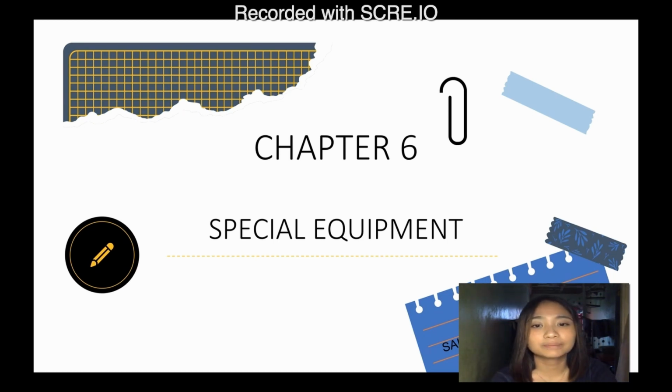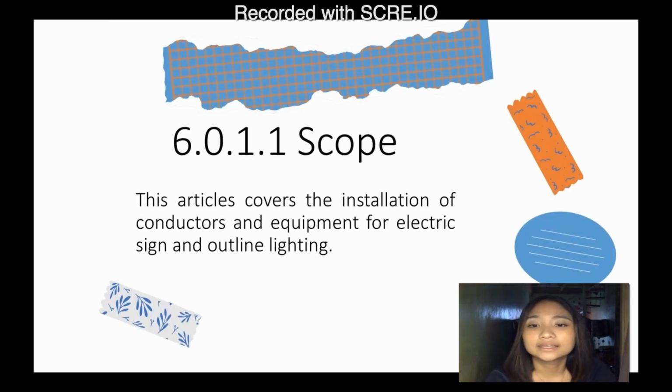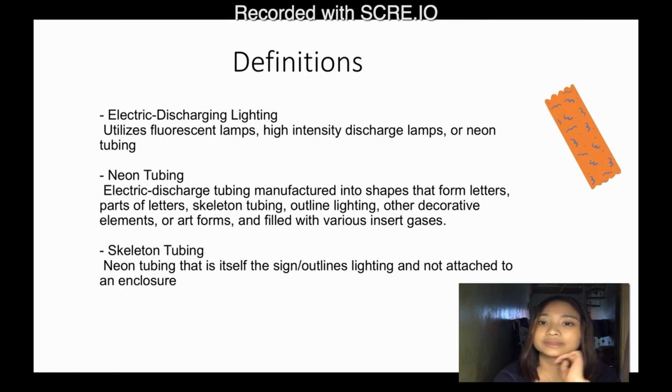So, Chapter 6, Special Equipment. Article: Electric Signs and Outline Lighting. Scope: the installation of conductors and equipment for electric signs and outline lighting.